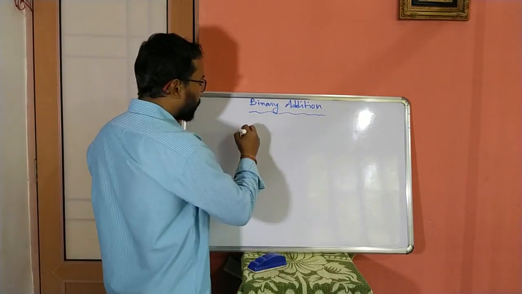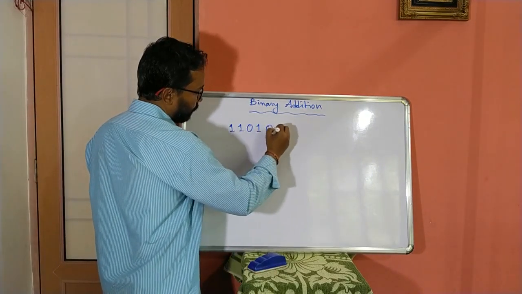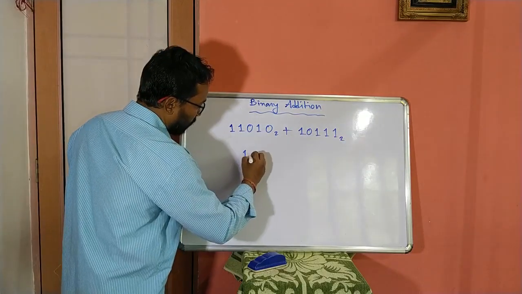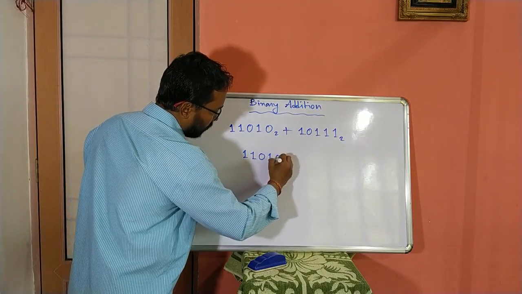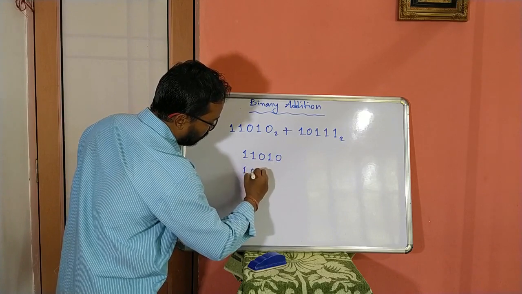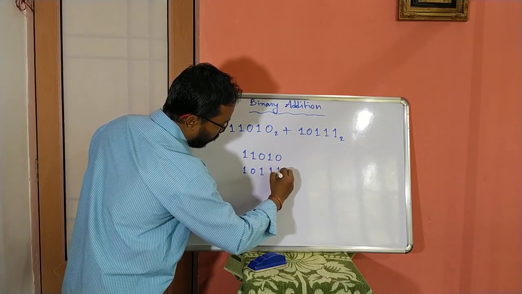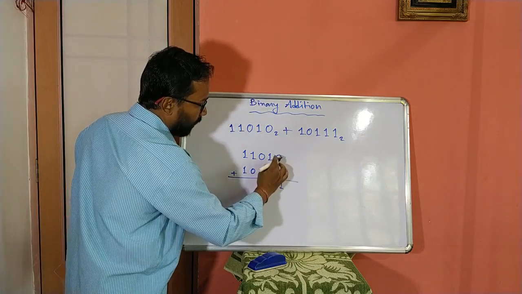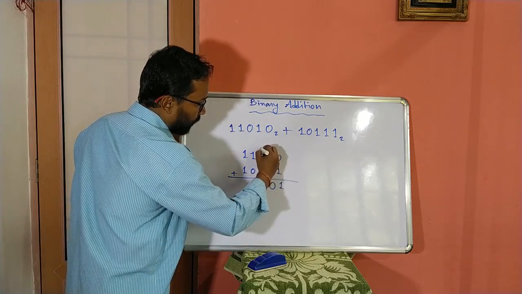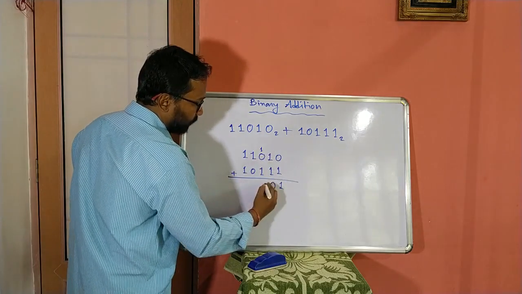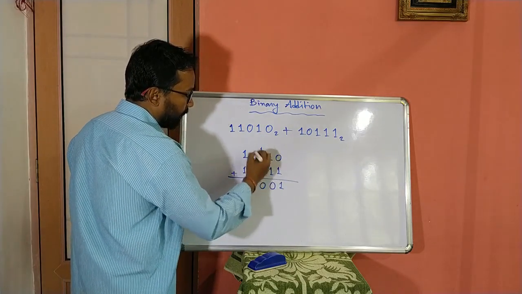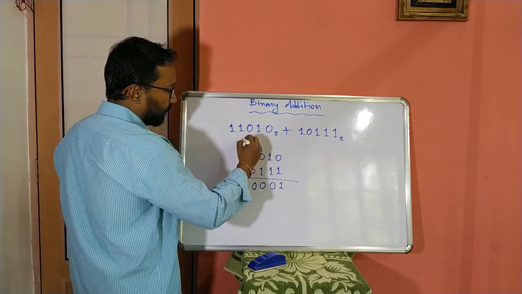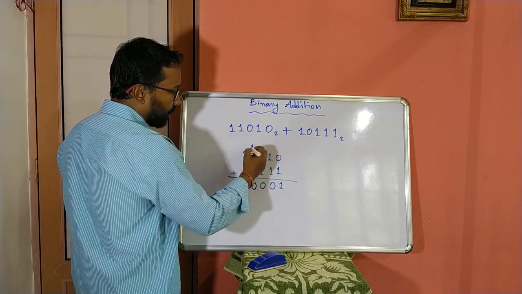Let's take another example. 11010 plus 10111. So 0 plus 1 is 1, 1 plus 1 is 0, 1 will carry over this side, that 1 plus this one is again 10, 0 will come here and 1 will carry over. This 1 plus this one is 10, then again 1 will carry this side.